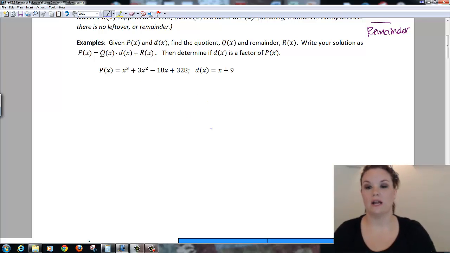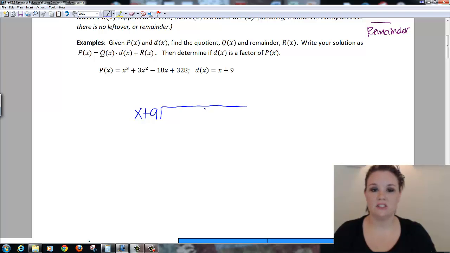Okay, all right, so here's my P of x and here's my D of x. So they're giving us the dividend and the divisor. Here I'm going to do x plus 9, and I'm going to divide that into my P of x, which is x cubed plus 3x squared minus 18x plus 328.